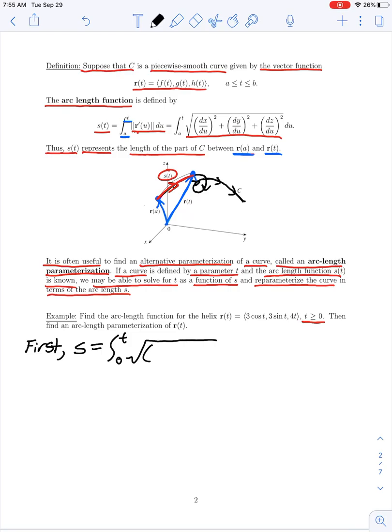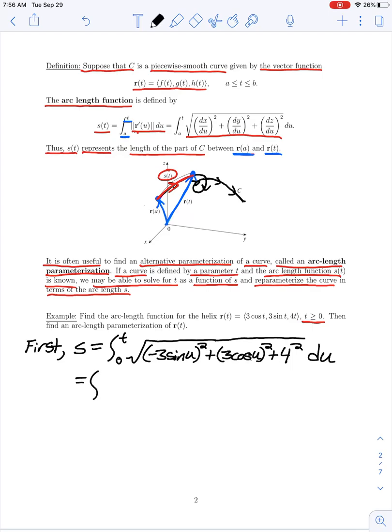Now the derivative of our first component function would be -3 sine t, squaring that quantity, plus the derivative of our second component function would be 3 cosine t, squaring that quantity. And then the derivative of our third component function would be 4. We're squaring that value, and we're integrating here with respect to, oh, let's see, since I'm using the variable t as my upper limit of integration, I need to use a different variable, let's say u, for the variable with my integrand.